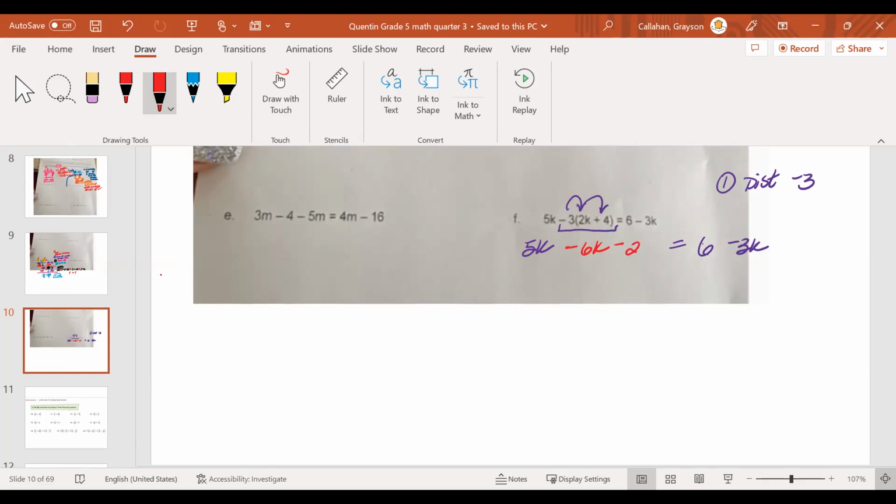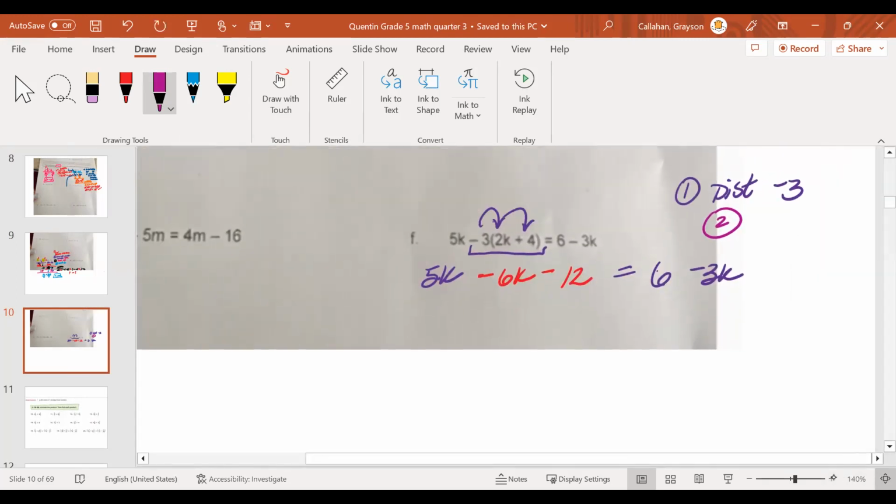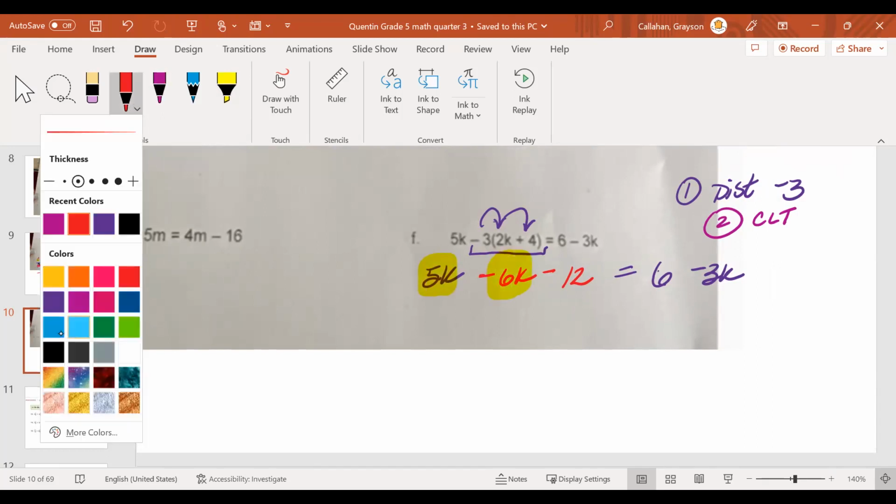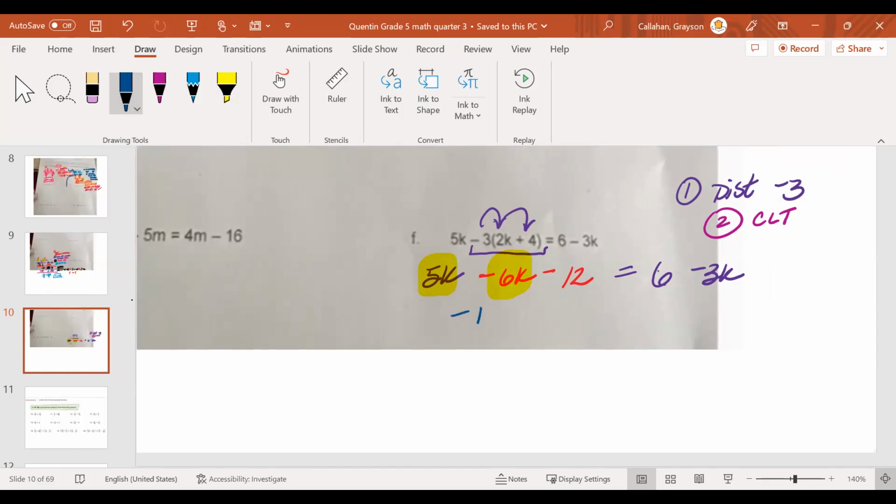Good. Step 2, what do you do? What do you do next? Look at the left side. Nope, can't do that. You gotta combine like terms first. What do you combine? K. How many K's do you have once you combine it? No, it's 5 minus 6. Positive or negative? You write everything down exactly how it is.